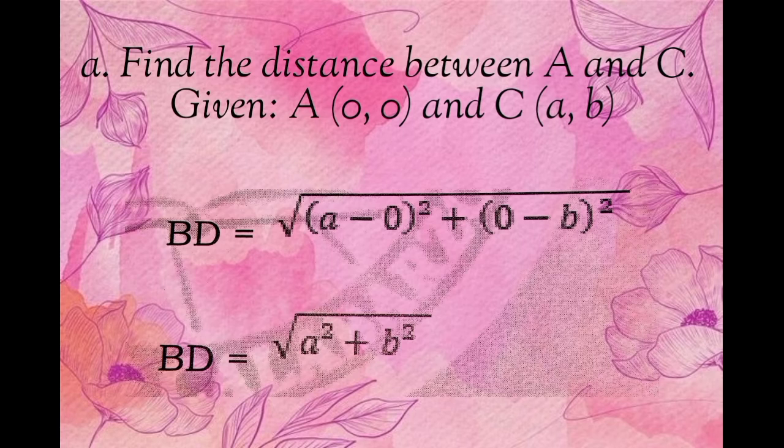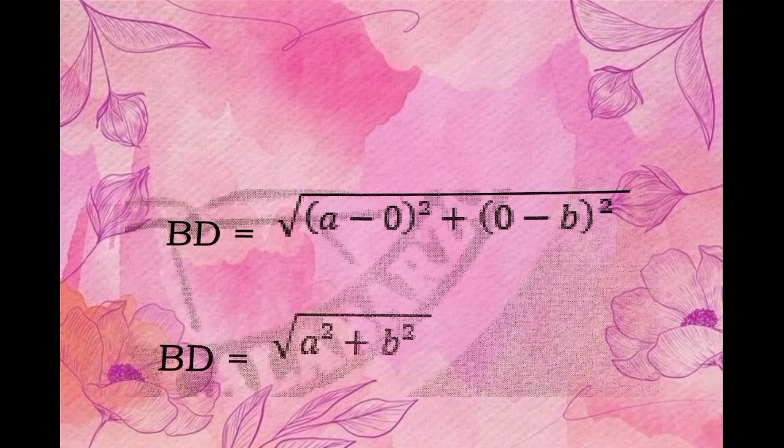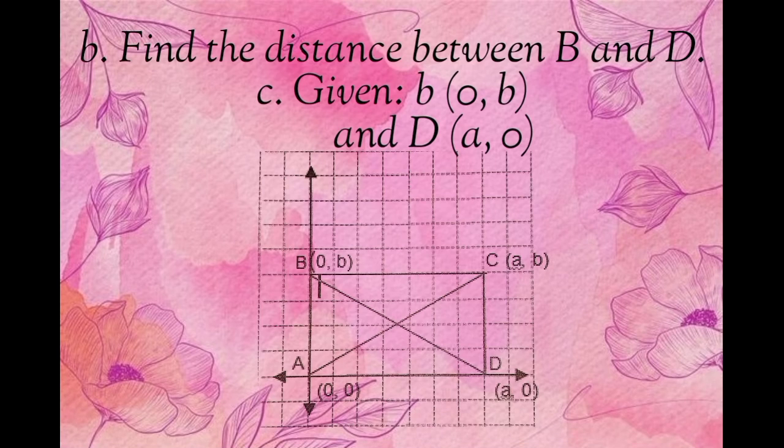Letter B. Find the distance between B and D given B (0, b) and D (a, 0). BD equals the square root of (a minus 0) squared plus (0 minus b) squared. BD equals the square root of a squared plus b squared.